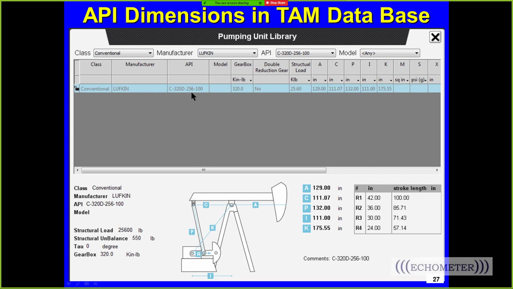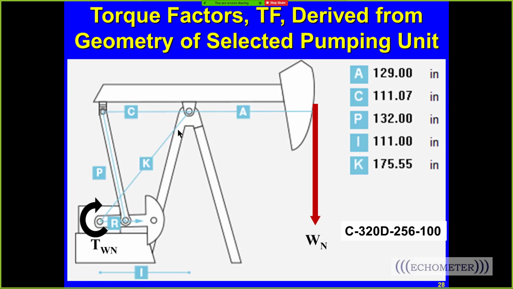up, and you can go in and select from various pumping unit types, classes, manufacturers, descriptions, gearbox ratings, and there's the dimensions. And here they're shown for this unit that we selected. This is the 320D 256-100 pump unit that we're using for this well to calculate the rod torque.